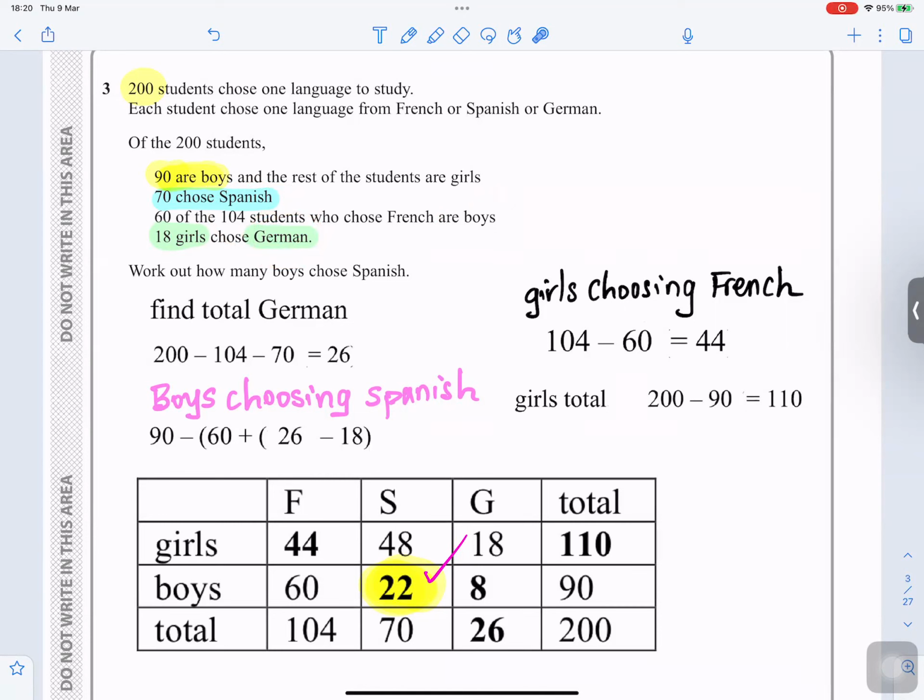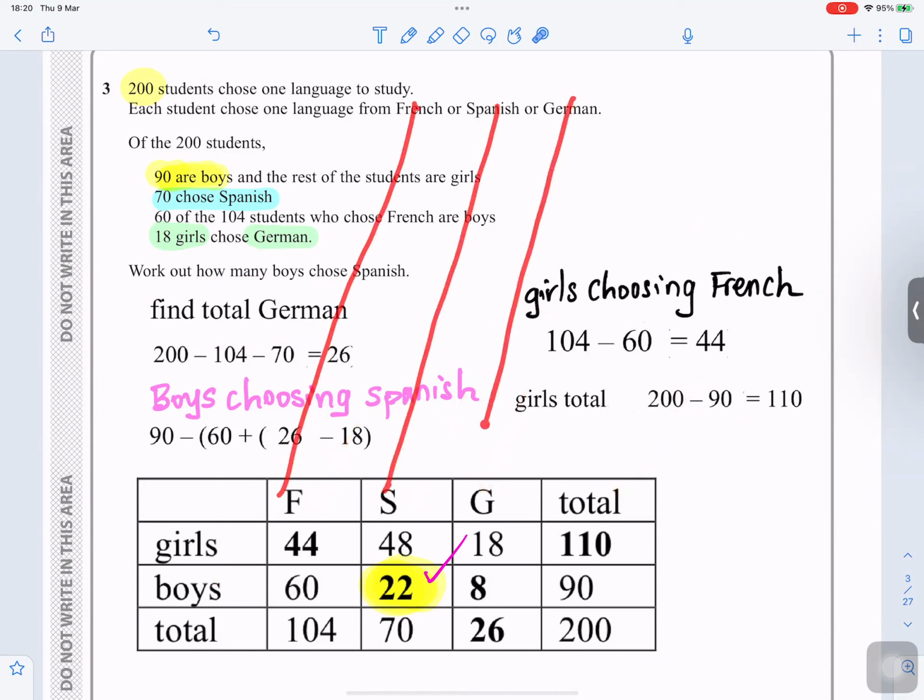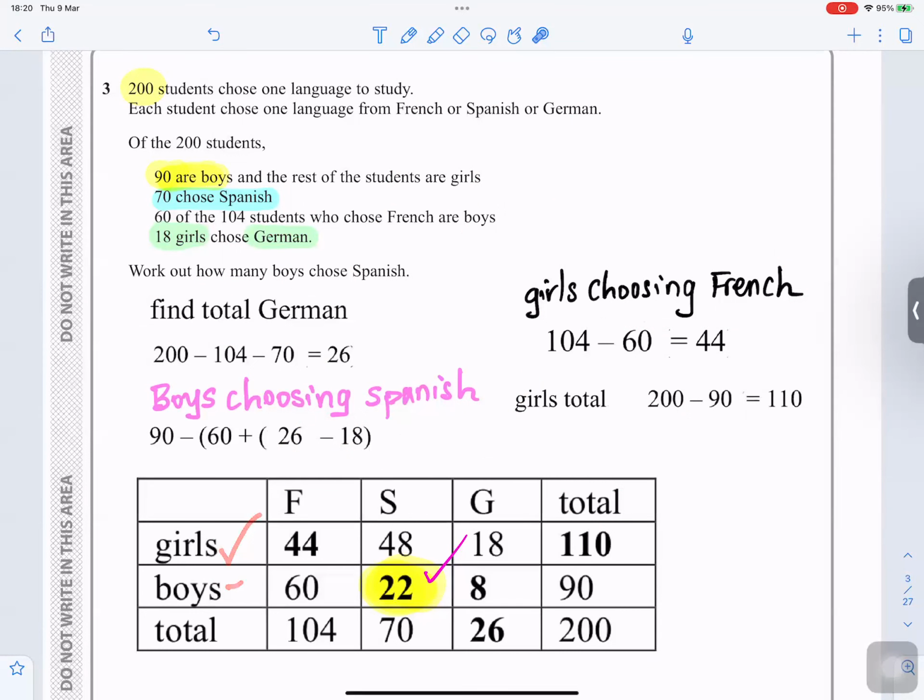So it's good to do this type of question using a table. We want to find the total for German. We want to find the girls choosing French. So we draw a table. On the table, we will have girls, boys, and total, and we'll have French, Spanish, German, and total. So we put in some of the numbers.